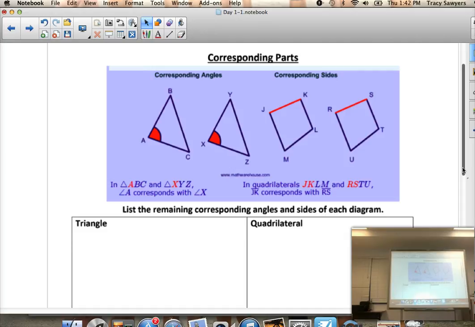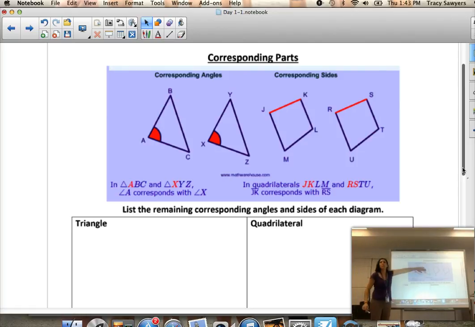Okay. Well, that's the same thing here. Corresponding means the same thing. It has to be the same position. So A corresponds to X. What does B correspond to? Y. What does C correspond to? Z. Okay?